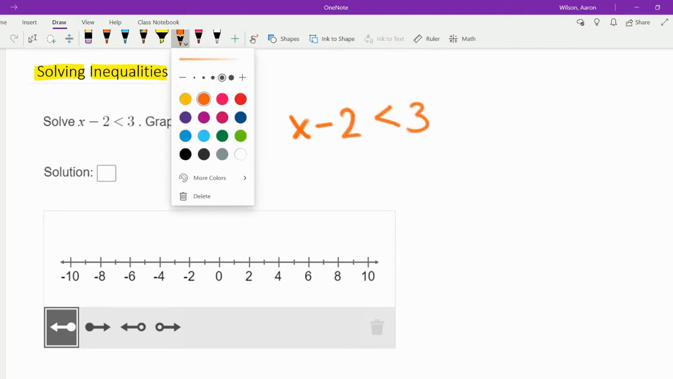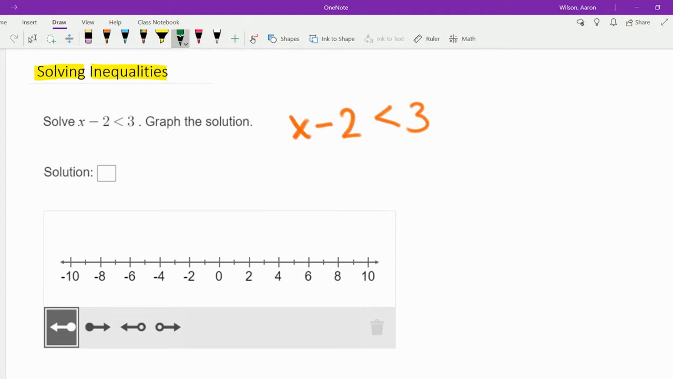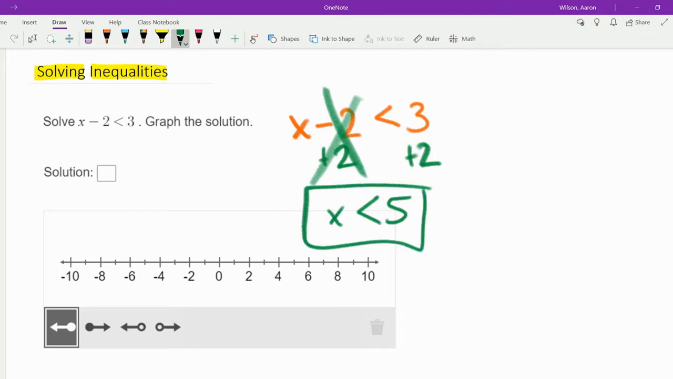In order to solve this, you have to do the inverse operation. That is the kind of opposite. So we see that we're supposed to be subtracting 2 from our x, so we're going to add 2. But what you do to one side, you still got to do to the other. So that cancels out, and all we have left is x is less than 3 plus 2, which is 5. That is read x is less than 5.